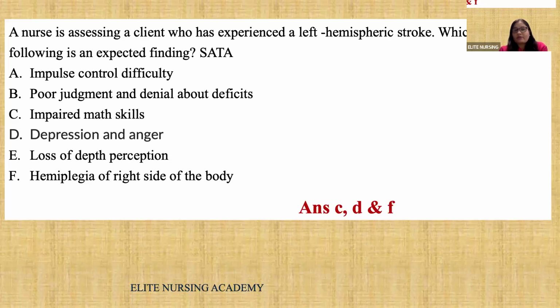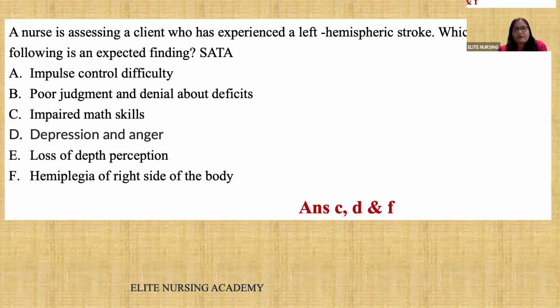First of all, let's look at what side of the brain is affected. It's the left side of the brain, left hemispheric stroke. So then the opposite side of the body will be weak. So our last option, F, hemiplegia, meaning paralysis of the right side of the body, is correct. Then we know that a patient who has a stroke in the left hemisphere has a hard time with reading and writing because the left side of our brain controls logic and language.